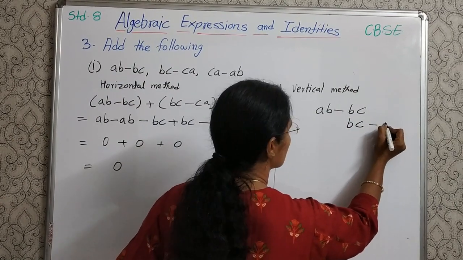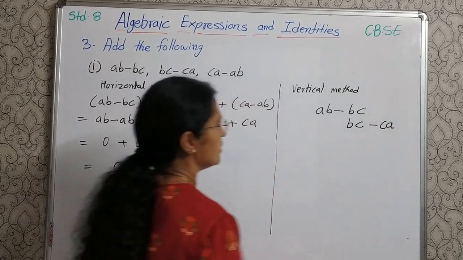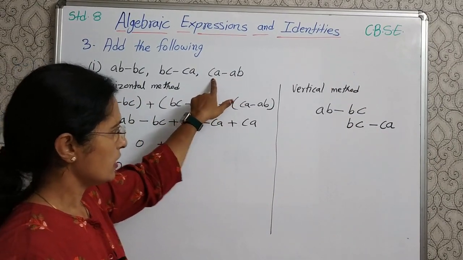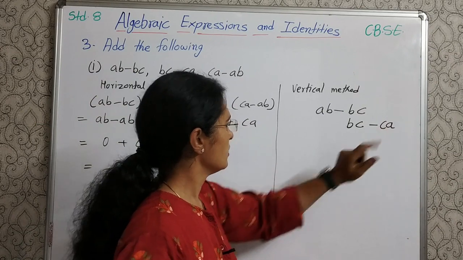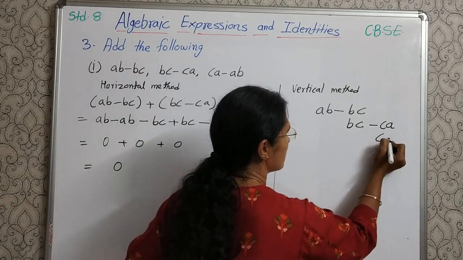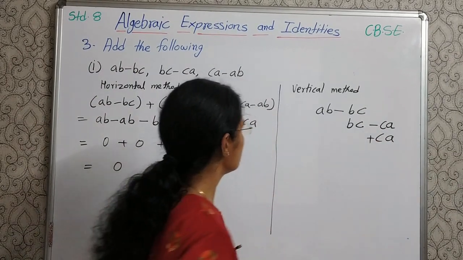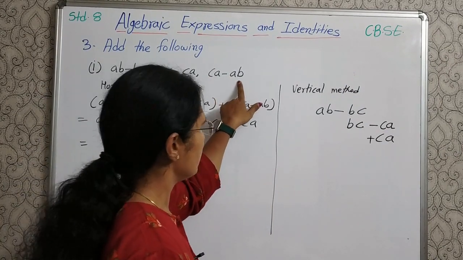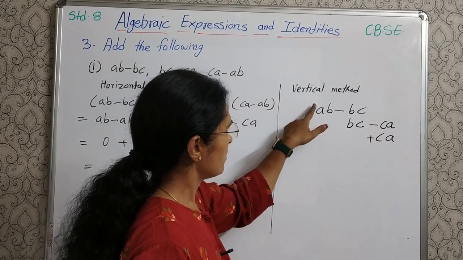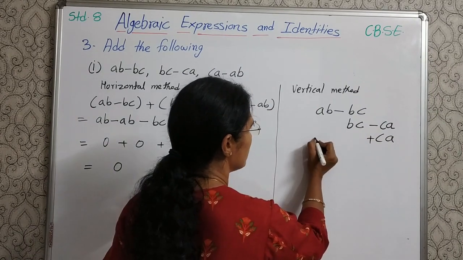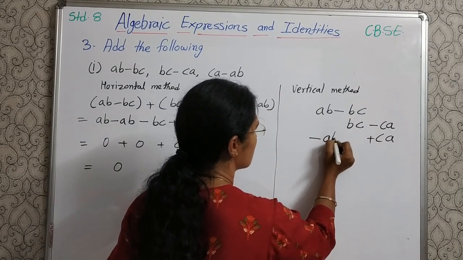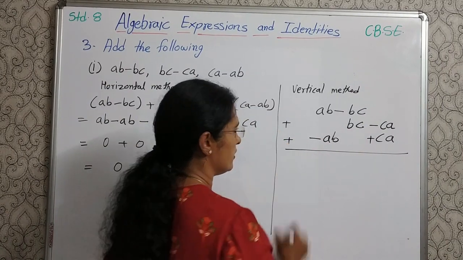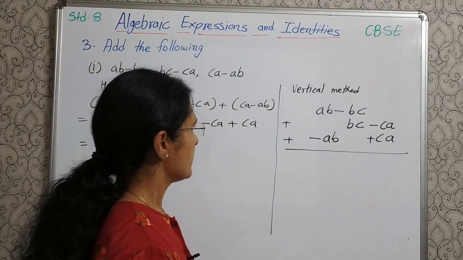Next CA minus AB. Now CA, we write that CA below this CA. So here CA and the sign will be plus. There is no sign, it means it is positive. Minus AB. Minus AB will be written below this AB. So here we'll write minus AB. And now we add these three expressions.